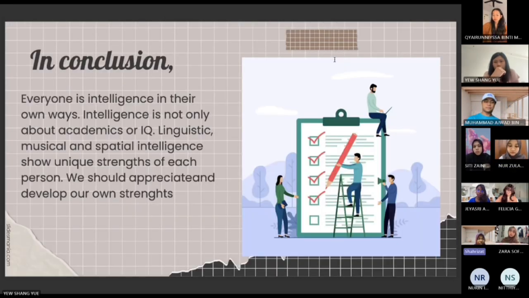Okay, so in conclusion, everyone is intelligent in their own ways. Intelligence is not only about academics or IQ, as there are other intelligences such as linguistic, musical, and spatial intelligence that show the unique strengths and capabilities of each person. With that being said, we should all appreciate each intelligence and develop our own strengths.